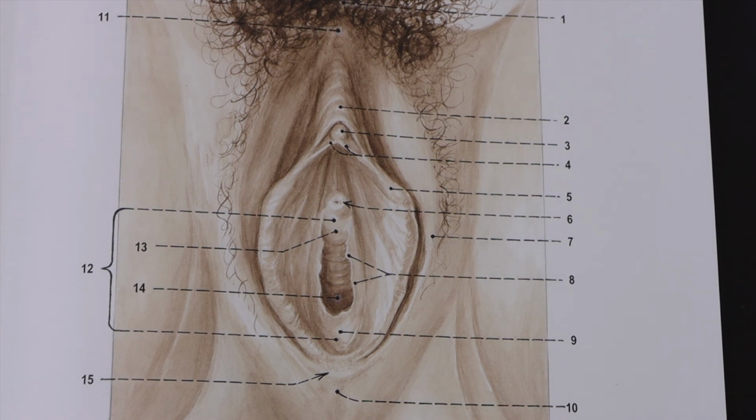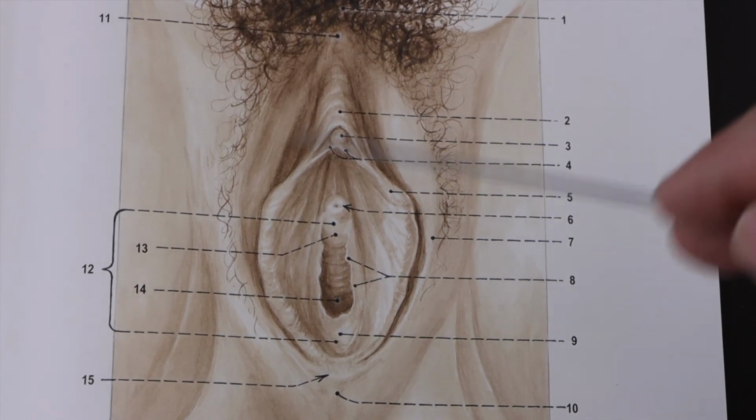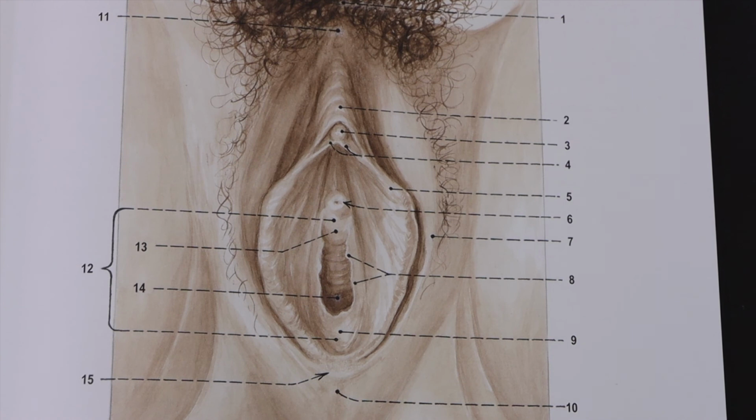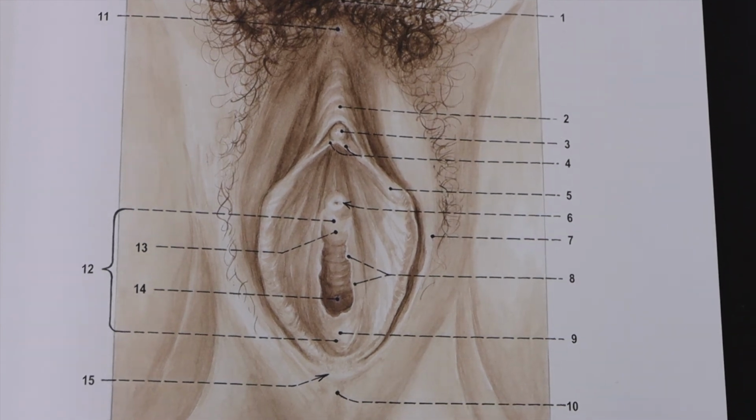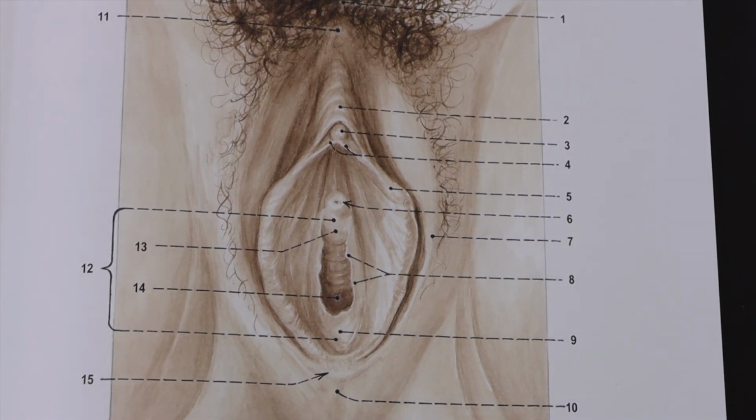So anteriorly it reaches to the clitoris, and posteriorly it reaches to the centrum perinei, which is between here and the rectum. So this is the anal canal. In this area you have the place where the bulbus vestibuli ends up, and it's making the external genital organ of the female.